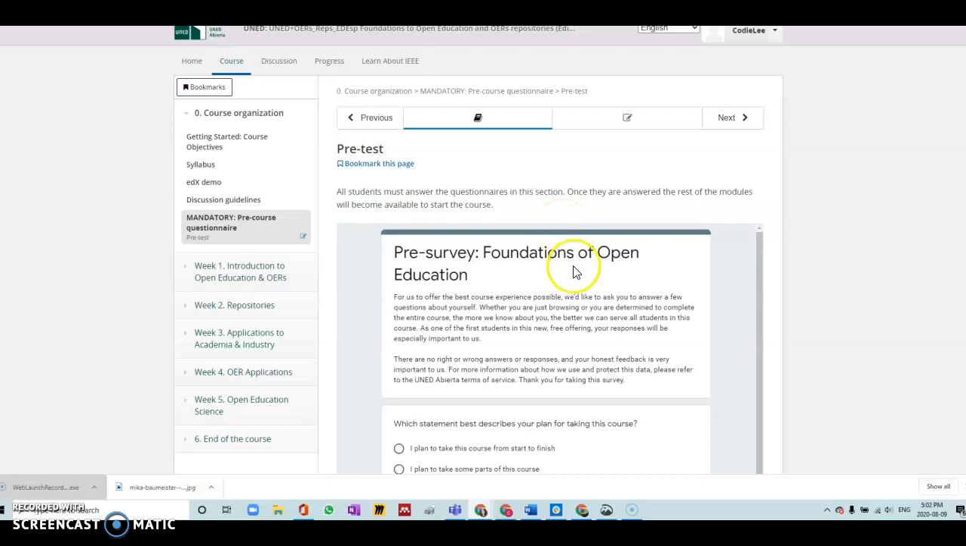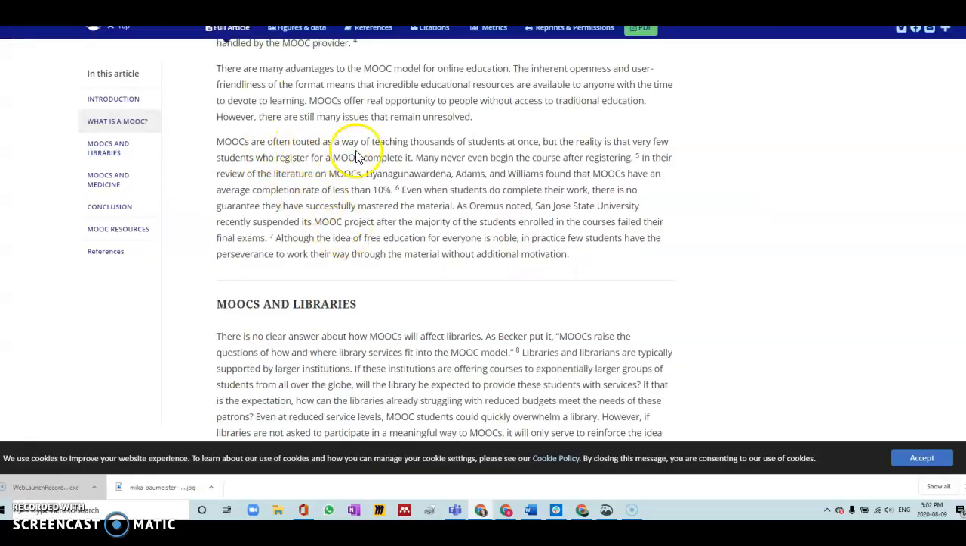The pretest ties back to the article that we read, where it talked about, if we go here, MOOCs are often touted as a way of teaching thousands of students at once. The reality is that very few students who register for a MOOC complete it. So many begin the course after registering. The review of the literature is that less than 10% of people complete them. So one of the questions that this article was asking was, why not? Is it because they haven't paid for it? Is it because the students aren't interested? Are they not getting the support they need?